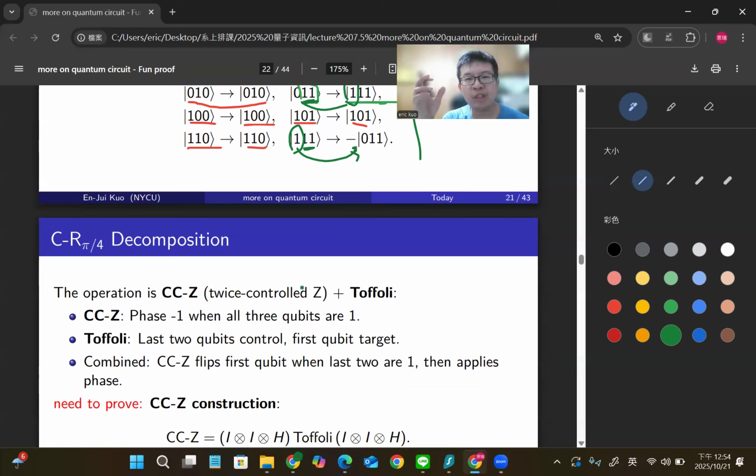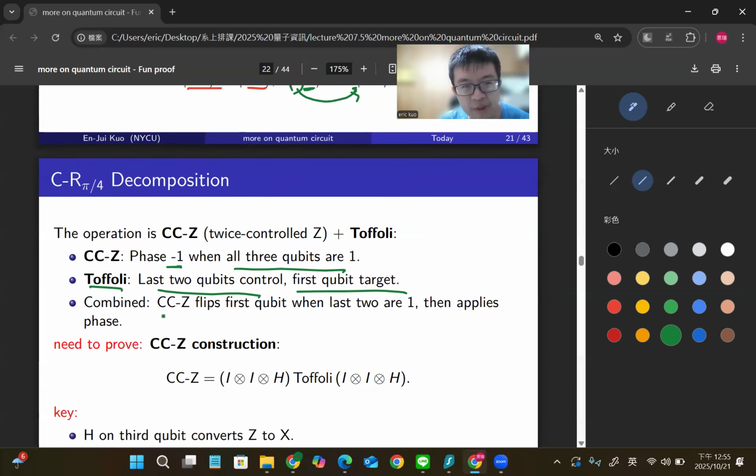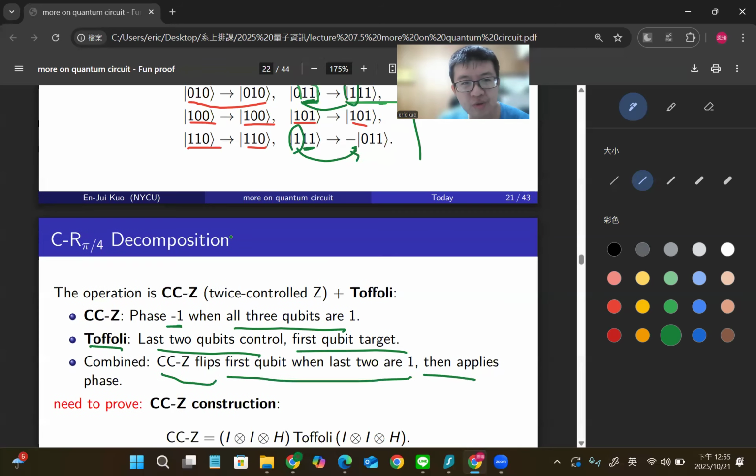Control Z basically means that if the last two qubits are 1, I just apply the Z. Then after that, I apply a Toffoli, so if the last two qubits are all 1, I flip again. So control Z gives minus 1 when all three qubits are 1, and in the Toffoli the last two qubits control the first qubit as target. Okay, so I can combine the control flip of the first qubit when the last two are 1, then apply the phase. So basically all of this is just control Z plus a Toffoli.